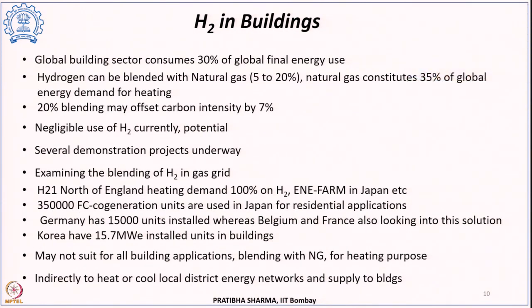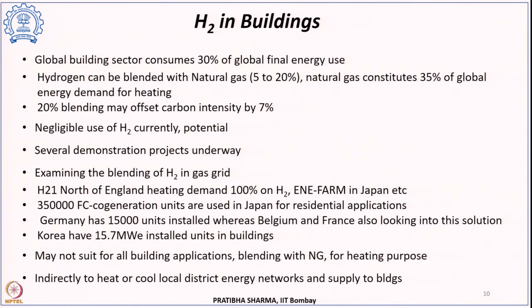When it comes to the use of hydrogen in the building sector, it consumes 30% of the global final energy. As such, hydrogen is not being used in buildings currently, but it has potential if hydrogen is blended with natural gas, in which case it can be used for various operations. Although blending hydrogen with natural gas or pure hydrogen may not suffice for all building operations, the blending could be used for heating in countries where a lot of heating load requires natural gas.